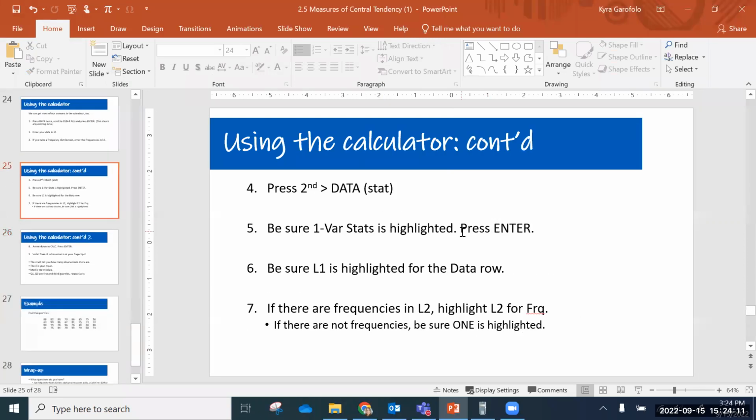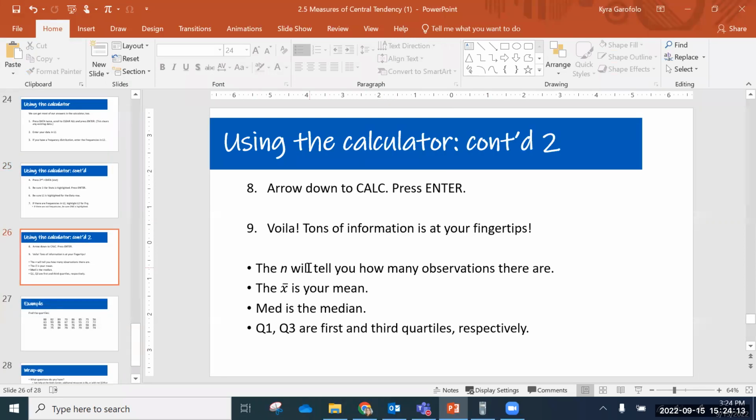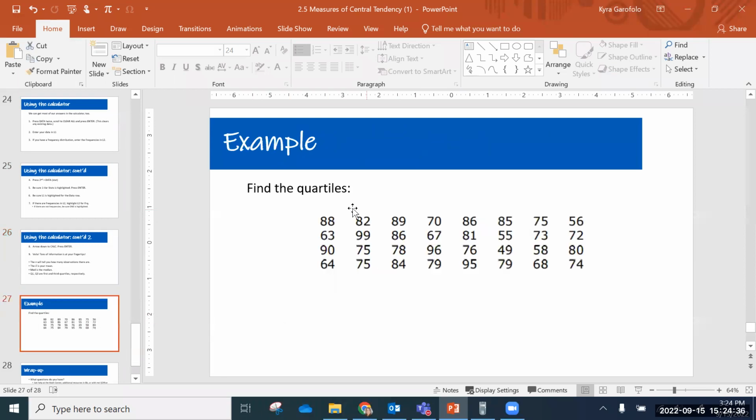These instructions are here for your reference, but please note that there's tons of information that's going to be output. You're going to have N, which tells you how many observations you have. It's always a good idea to double check that and make sure you didn't forget one. You're going to have X bar, which is going to be your mean. It's going to tell you the median as MED, and it's going to tell you your quartiles, so Q1 and Q3. Let's look at an example. Let's find the quartiles for that data that we were working with earlier.